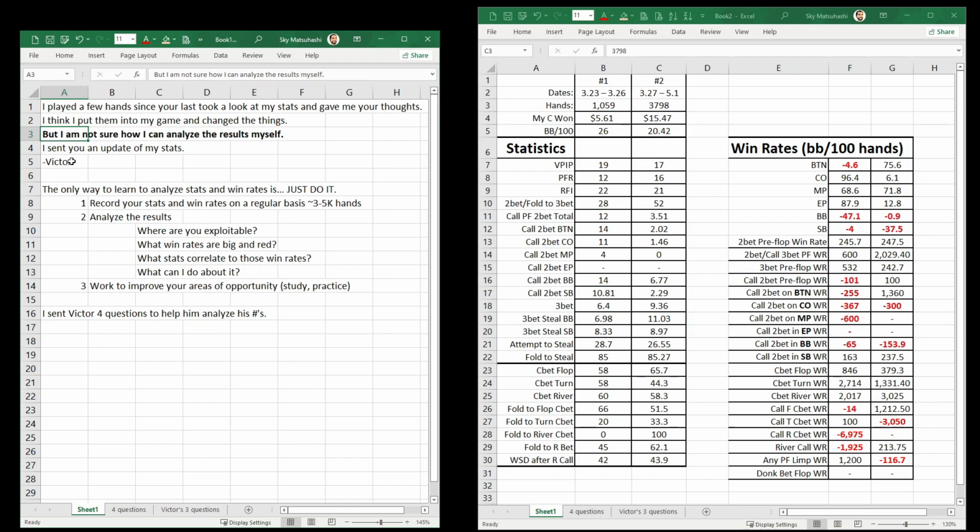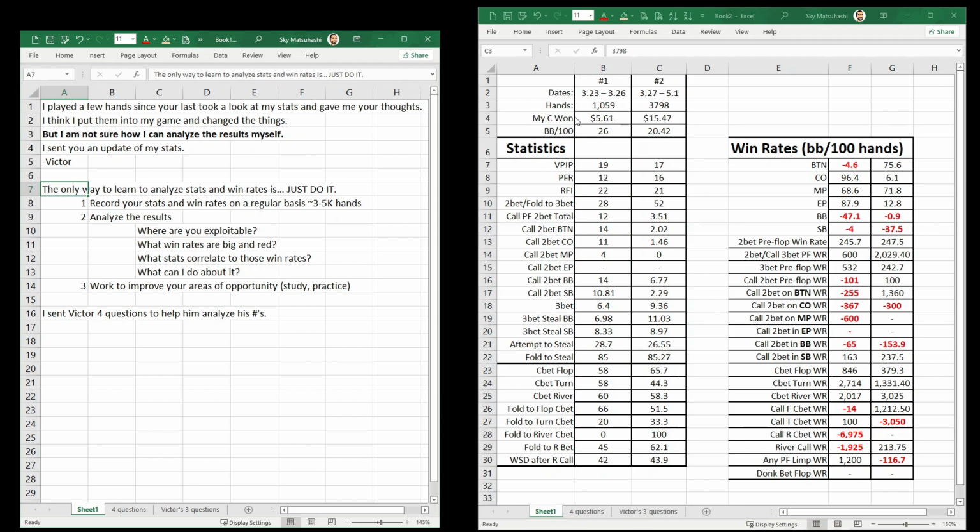Now, the key thing that I clued into in his email was, I am not sure how I can analyze the results for myself. Instead of me just going through noticing what he needs to work on and telling him what to work on, I took this opportunity to teach him how to analyze his own numbers. Now, just before we go into how you can analyze your own numbers, let's just go over this real quick.